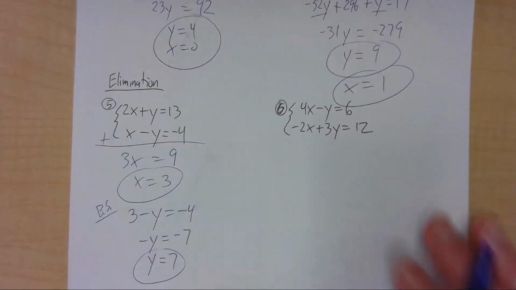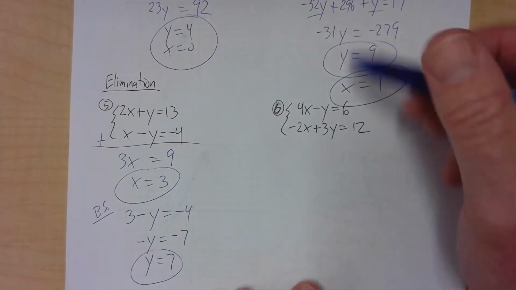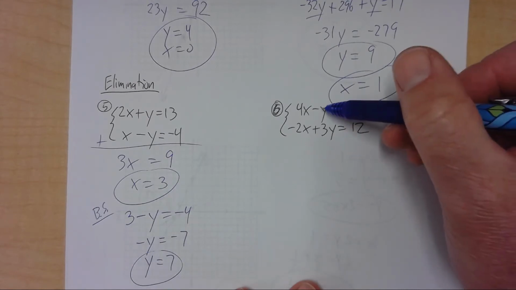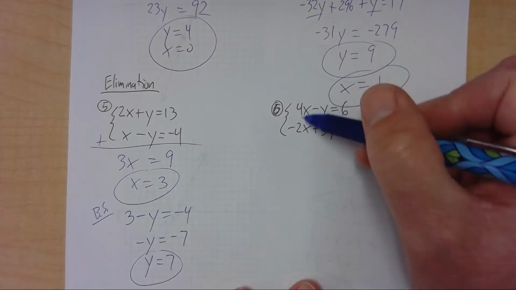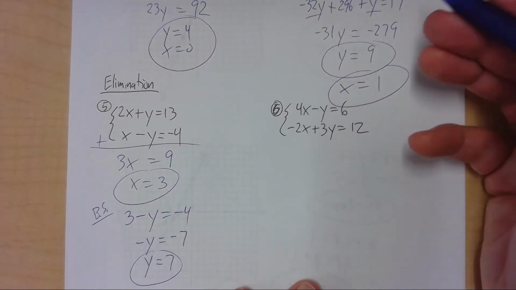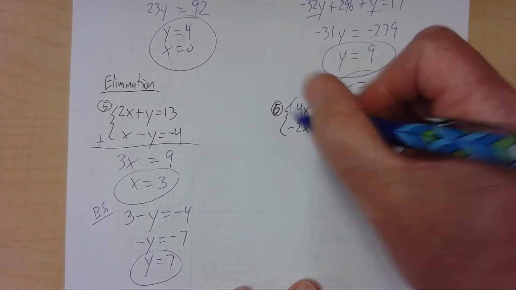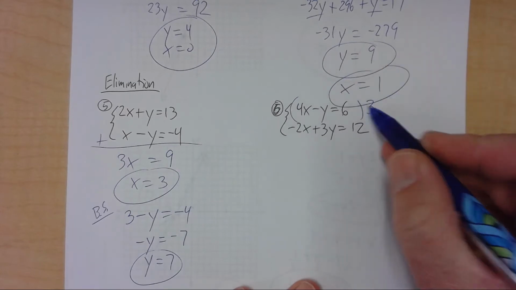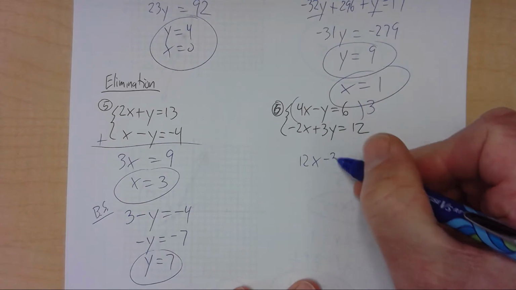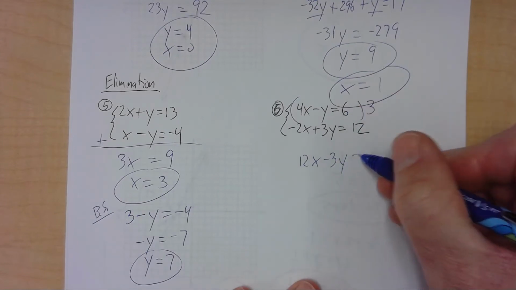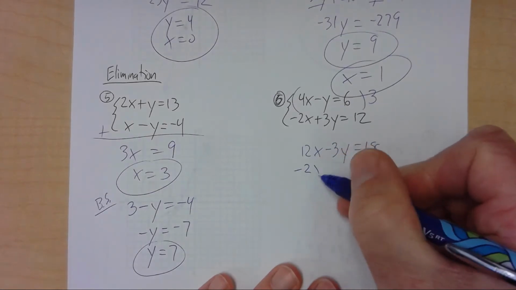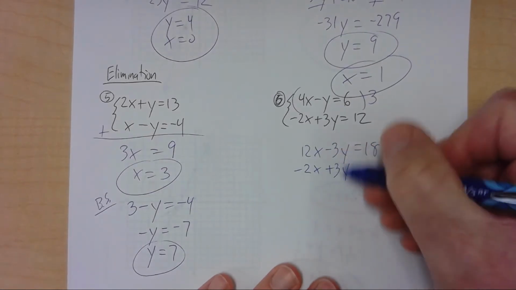Over here, I'm going to make this be opposites, and you can do it two ways. You can multiply by 3, and that'd be negative 3y and positive 3y, or you can multiply by 2, and then it would be 4 and then negative 4. So let's multiply by 3 in the first equation. 3 times the 4 is 12x, 3 times the y is negative 3y, 3 times the 6 is 18. Then we're going to just copy the other equation underneath it. And you can see I made them opposites of each other.